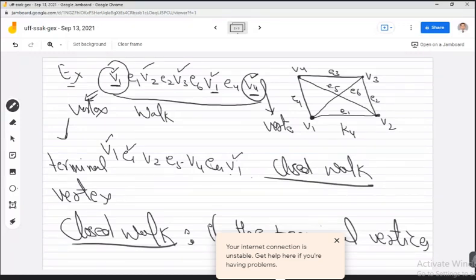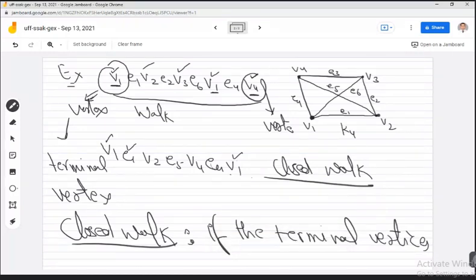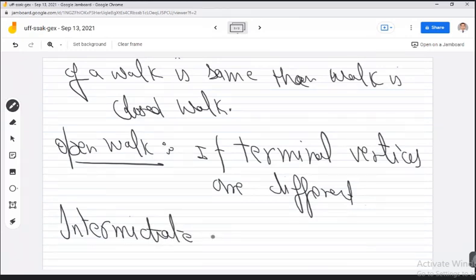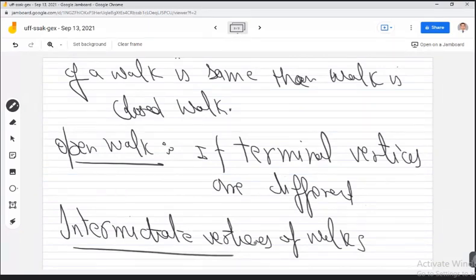Vertices other than the terminal vertices of a walk are all called the intermediate vertices of a walk. What is the name of these vertices? Intermediate vertices of walks. Others than the terminal vertices of a walk are called the intermediate vertices of a walk. Is it clear?